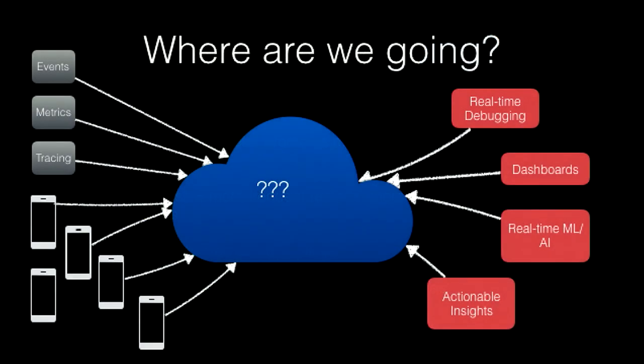Ultimately, where we're going is that we have things flowing into the system: events, metrics, tracing, IoT, and we're trying to get stuff out as quickly as we can, in as real time as possible. So what goes into this cloud, and how can we build it, are some themes of today.